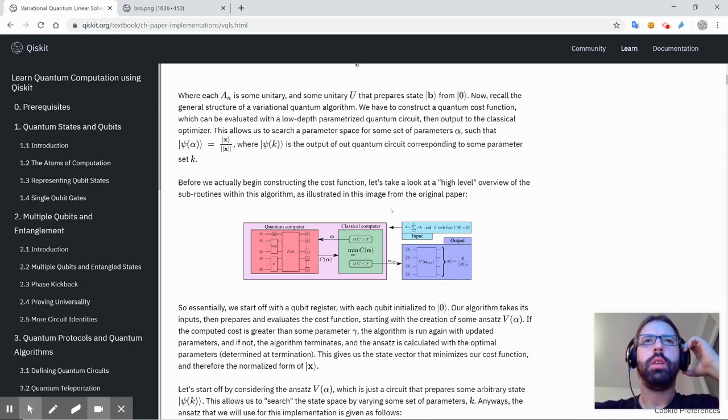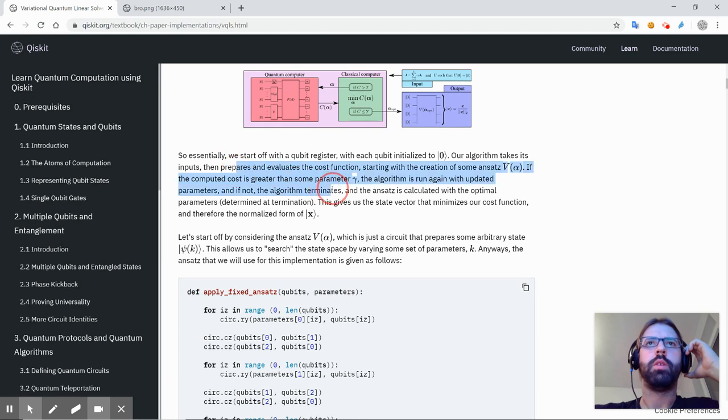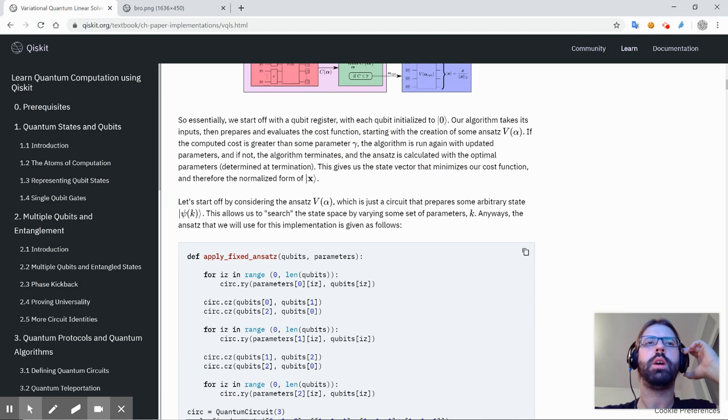Before actually constructing, we start with the qubit register. The algorithm takes inputs, prepares the values, and prepares and evaluates the cost function, starting with the creation of some ansatz. If the computed cost is greater than some parameter, then the algorithm repeats.